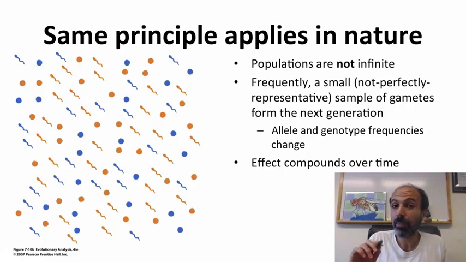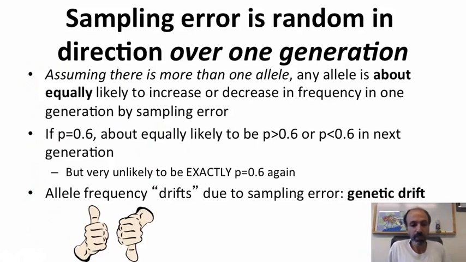We'll talk about the compounding effect over many generations later, but let's focus instead on what's happening in one generation. So it's random in direction over one generation, whether you're going to increase in frequency or decrease in frequency. So assuming that there is more than one allele, so assuming you have at least 2 alleles, any allele is about equally likely to increase or decrease in frequency after one generation of sampling error or genetic drift.